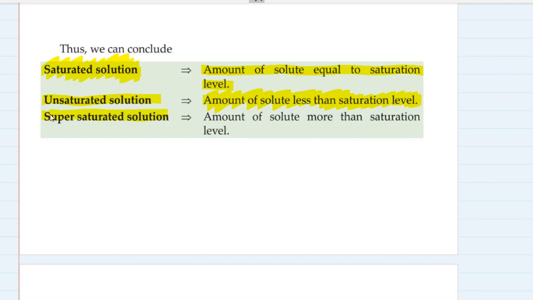Supersaturated solution, amount of solute more than saturation level, means even after the solution has become saturated, we can manipulate it, we can heat it, we can create more space, and we can add more solute to it. So the amount of solute is more than the saturation level, and such kind of solution is known as supersaturated solution.